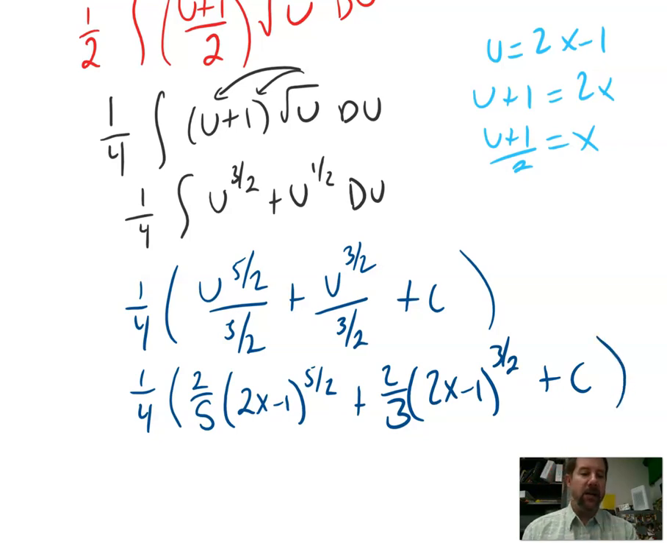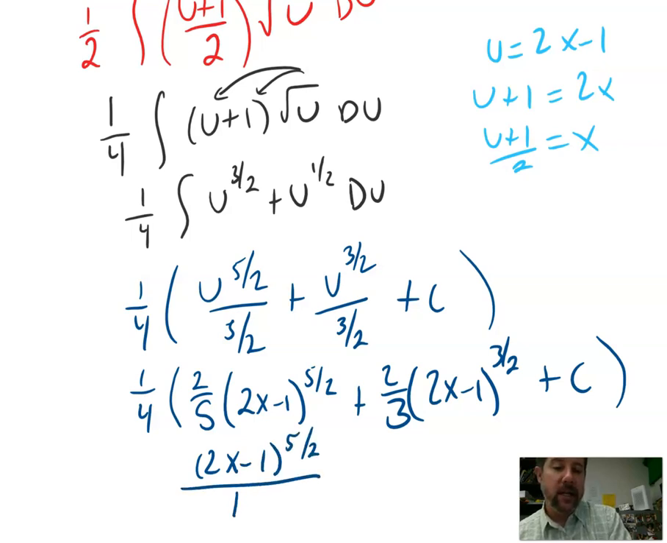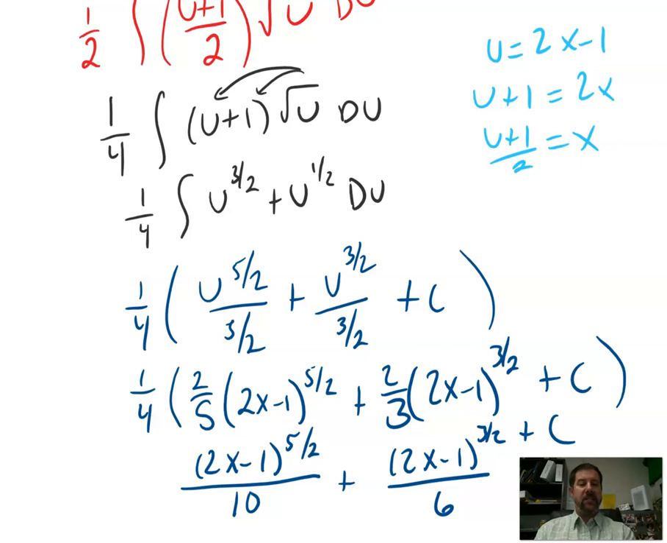And now if I multiply all that by 1/4, I get 2 over 20. So 2x minus 1 to the 5/2. 2 over 20 is 1/10. So 2x minus 1 to the 5/2 over 10. 1/4 times 2/3 is 2 over 12, or 2x minus 1 to the 3/2 over 6. And then again, 1/4 times c is still just c. 1/4 times a constant is just some other constant, and we just use c.